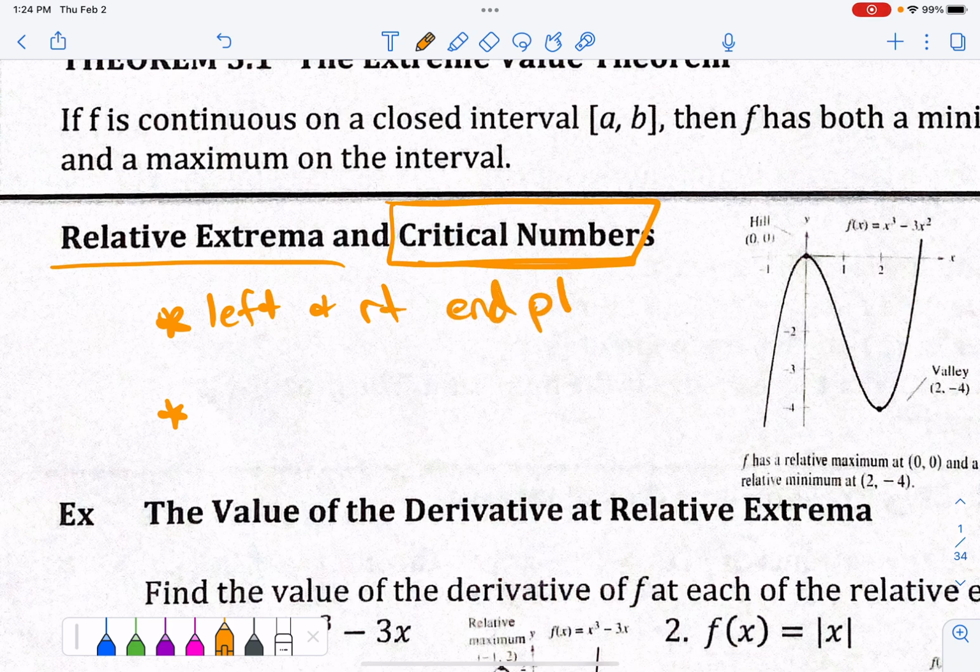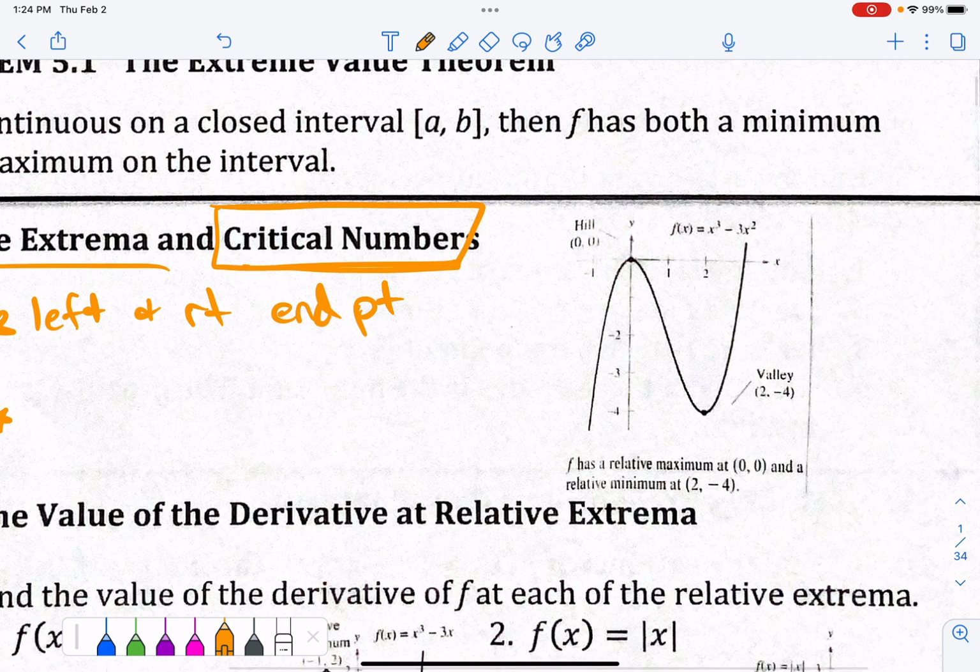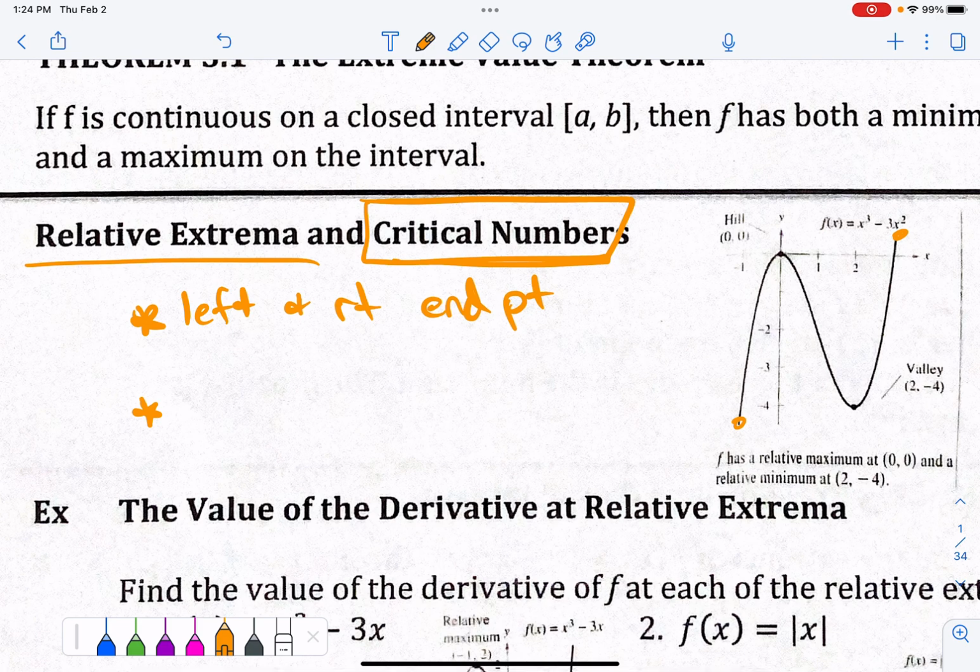Endpoints. Critical numbers always include your left and your right endpoint, which they will tell you. They'll say this is where the left side is, this is where the right side is. Your left and your right endpoints are critical numbers. Also, critical numbers occur at maximums and minimums.